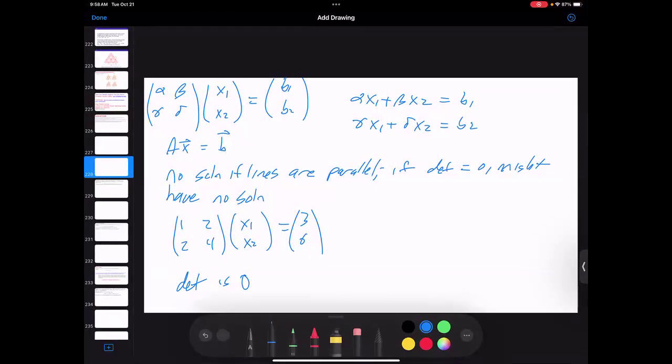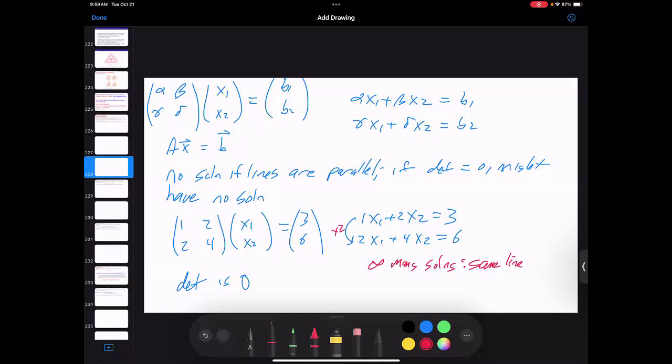The first line gives us 1x1 plus 2x2 equals 3. The second is 2x1 plus 4x2 equals 6. Do these two lines intersect? How do I get from the first to the second? Multiply the whole equation by 2. It's the same line. Do the two lines intersect? Yeah, there's infinitely many solutions. It's the same line.